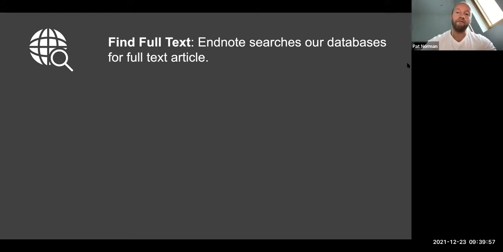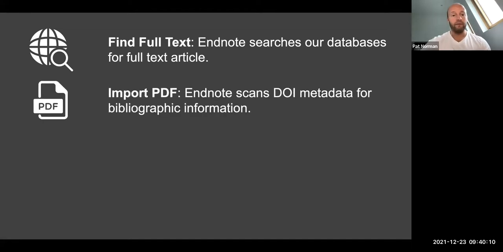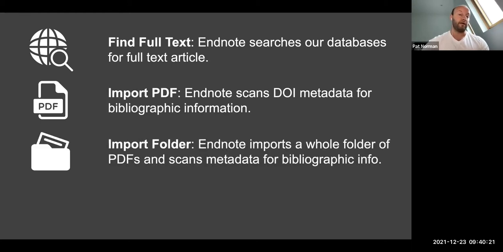EndNote also has a find full text function. So if you've got references in your EndNote library, you can right click them and use find full text. What it will do is search across our databases for the full text article and import that into the EndNote library. You can import PDFs, as I mentioned, where it scans the DOI metadata. So instead of importing a RIS file, you're just importing a PDF directly. If the PDF is correctly set up, it's able to populate that EndNote reference. You can import a whole folder of PDFs, and it will scan the metadata of that whole folder.